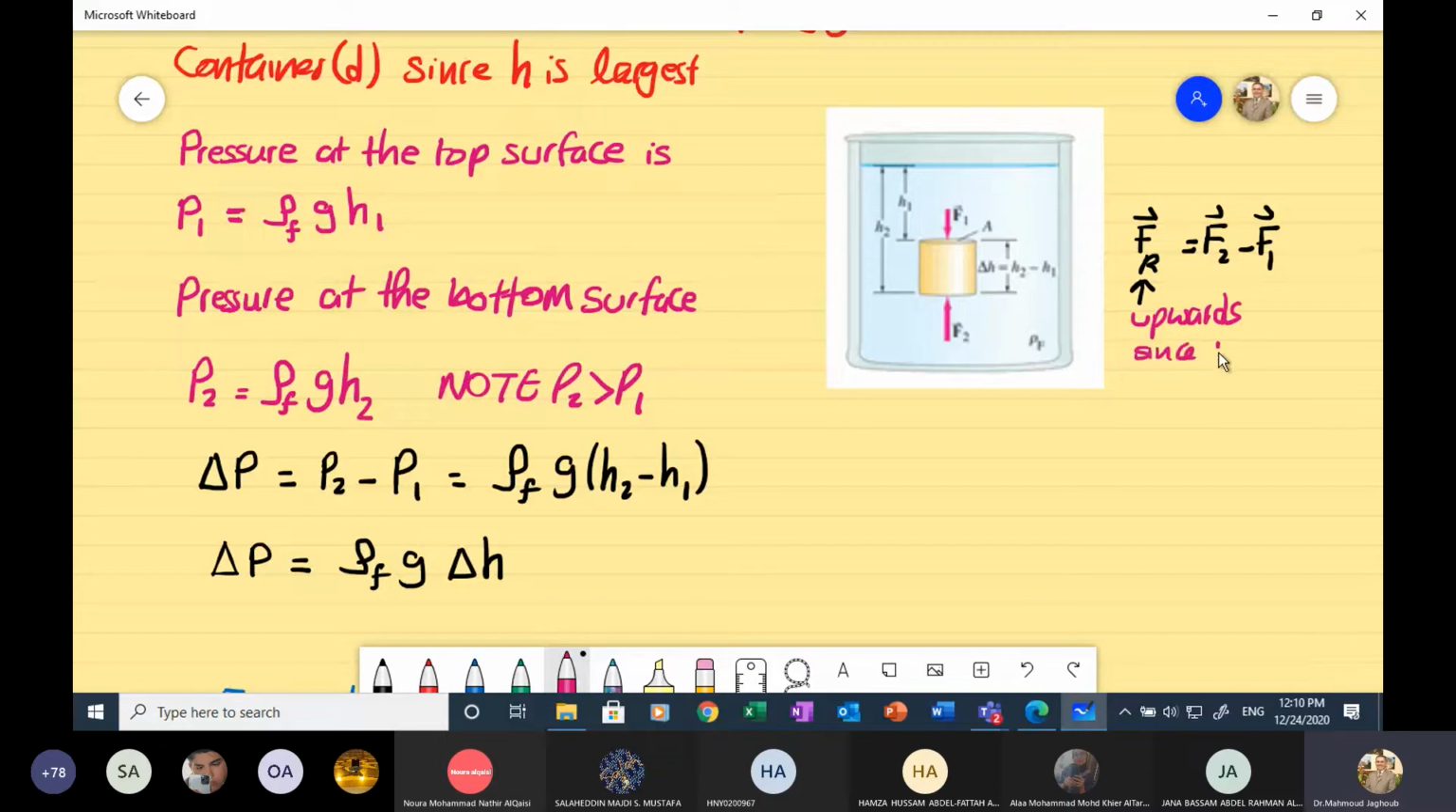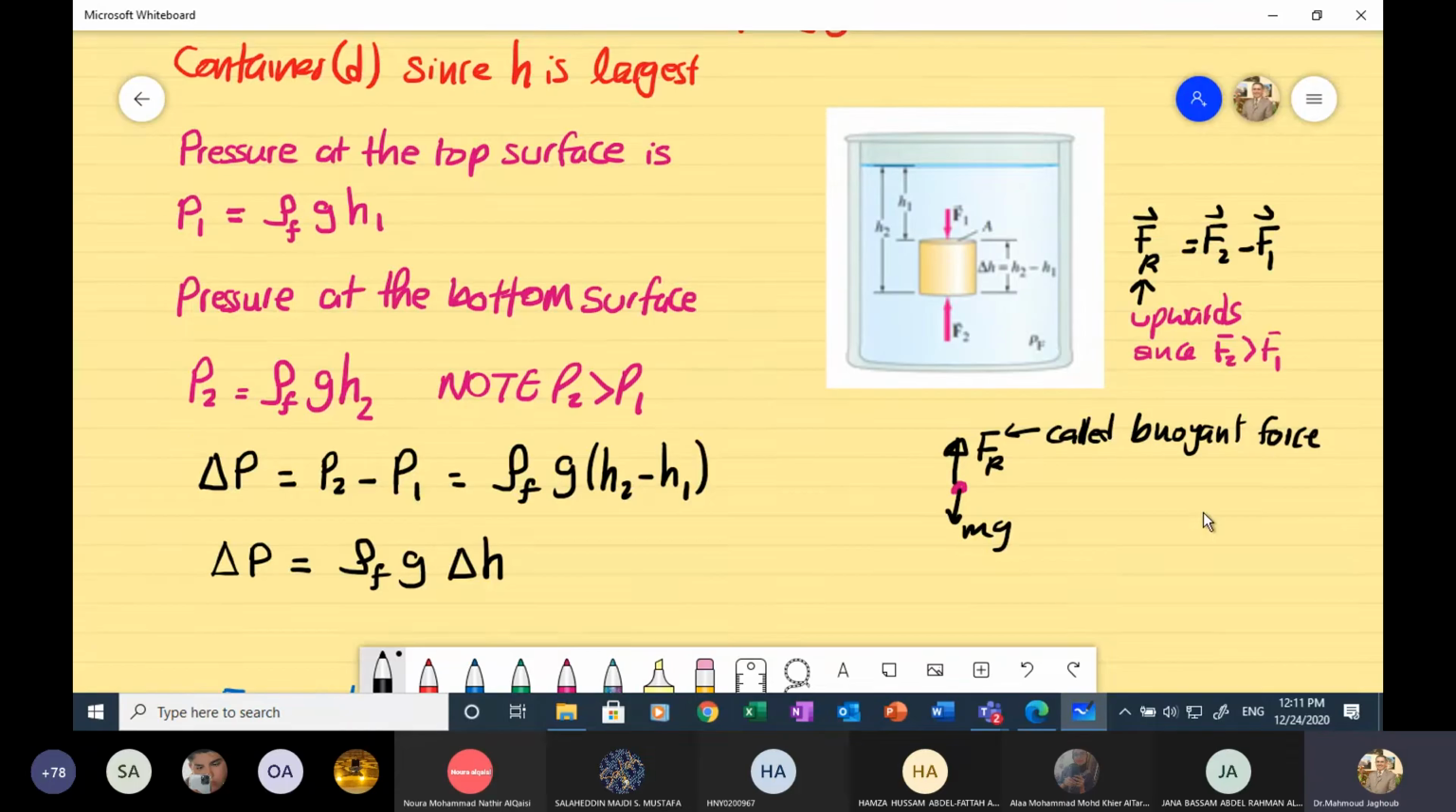Since F2 was greater than F1, exactly, so it's upwards. But what is the other? If you see this object here, you have two forces acting on it. The first force is Fr. We will see later, this is called the buoyant force. Buoyant force يعني قوة الطفو, and you have mg downwards.